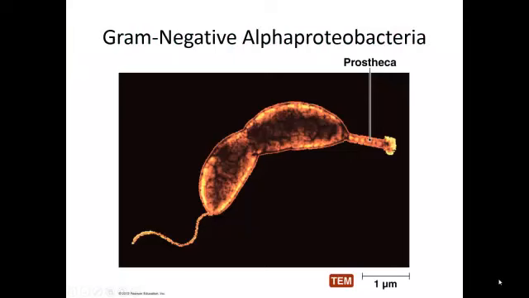From the learning objectives, there's a couple of things that you need to remember about the alpha proteobacteria. The first is that some of them have this unique structure, which is called a prostheca. And this increases their surface area so that they can absorb more. Also, this serves as a way to attach to surfaces and other cells. So, that's enough about the prostheca.